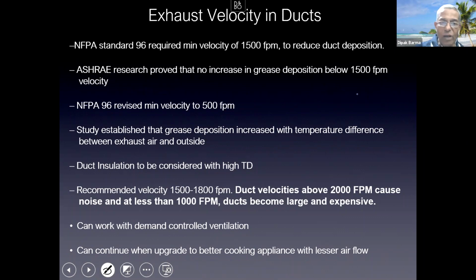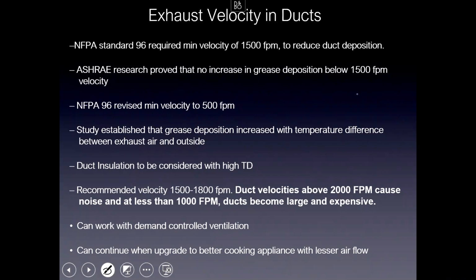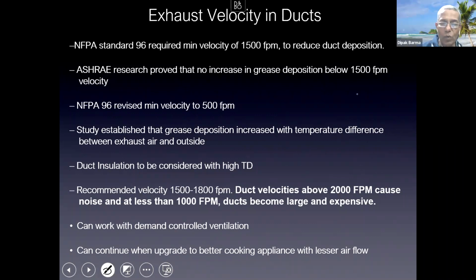But with temperature difference between outside and inside, there is distinct deposition of grease, which is what I was talking about. So duct insulation has to be considered wherever there is a quite high difference of temperature. I would recommend that duct velocities above 2000 feet per minute will cause noise, and ducts with less than 1000 FPM may become large and expensive. So stick to 1500 to 1800 FPM velocity for your design of the exhaust duct. Because we're going to have thicker gauge sheet used for this, so cost would go up quite a bit.